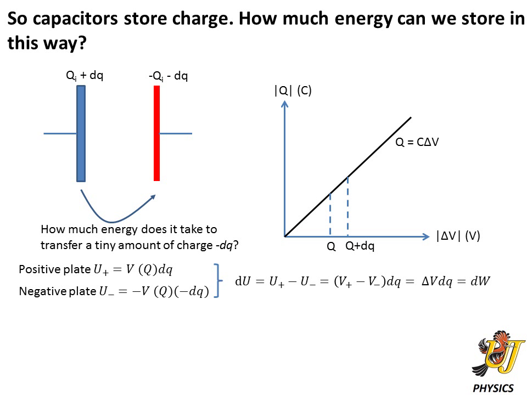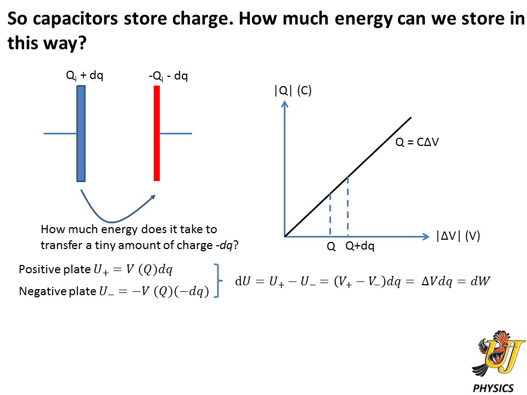We can now calculate the change in potential energy that we incur if we remove a bit of negative charge from the positive plate and add a bit of negative charge to the negative plate. This is just equal to the potential difference between the two plates times the small amount of charge dq that we are removing on the one side and adding on the other. This also has to be equal to the amount of work that we are doing in removing the charge from the positive plate and adding a negative amount of charge to the negative plate.